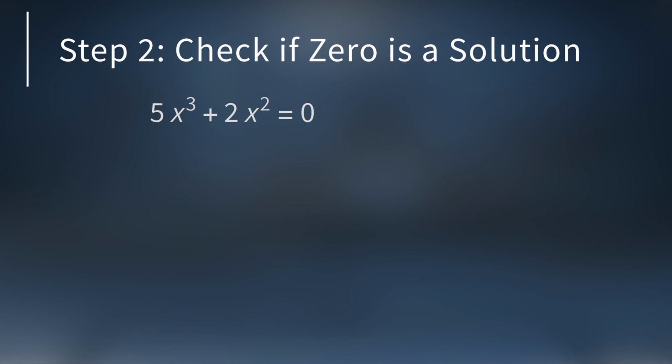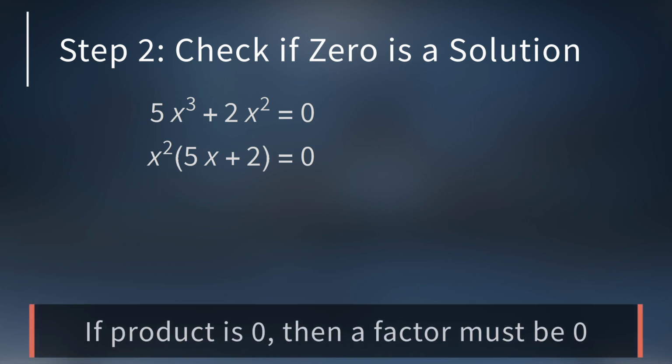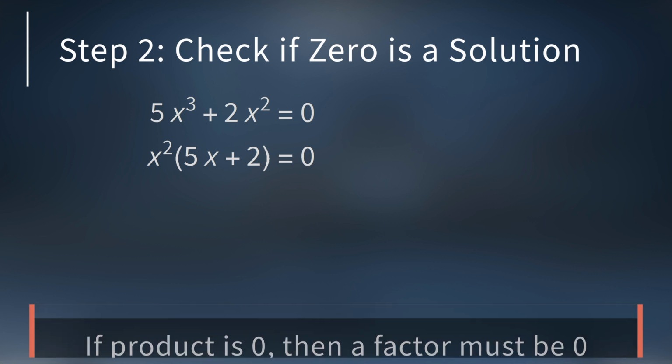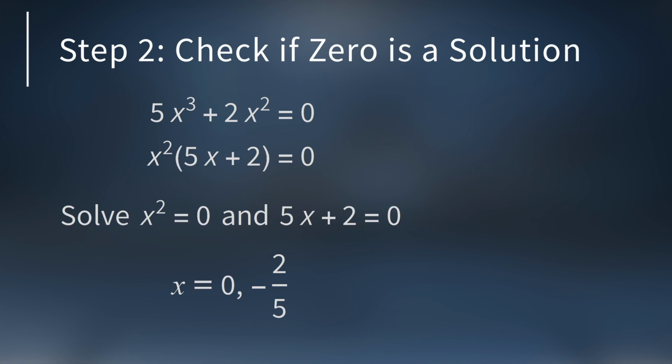For example, look at the equation 5x cubed plus 2x squared equals 0. On the left-hand side, we can factor out x squared. This gives us x squared times the quantity of 5x plus 2 equals 0. And a key principle in solving equations is that if a product of factors is 0, then one of the factors has to be 0. This is because if you multiply a bunch of numbers together, the only way their product is 0 is if one of the numbers is 0. Once we do this, we see the solutions are 0 and negative 2/5.